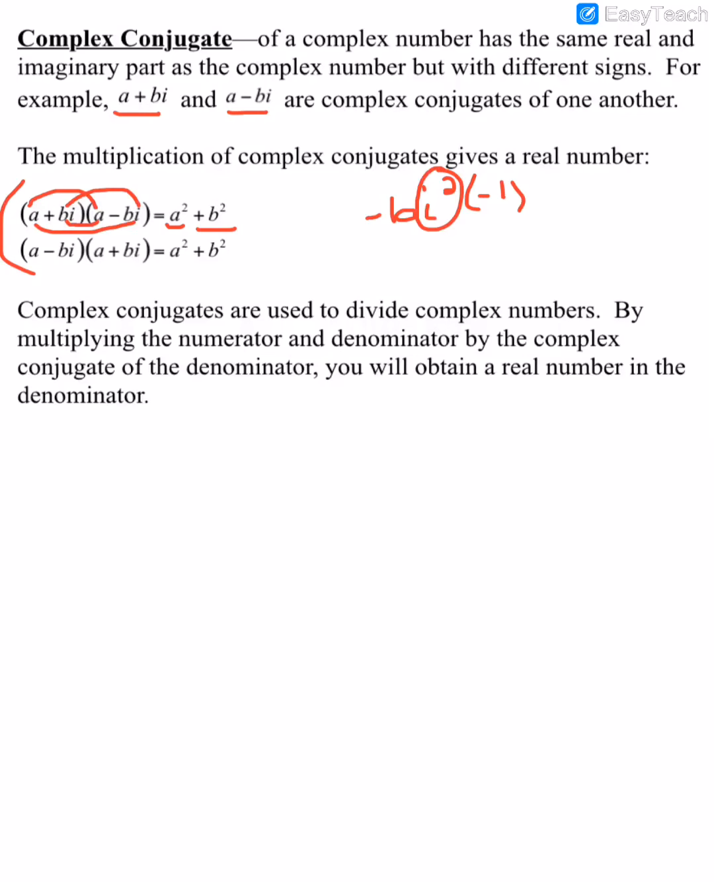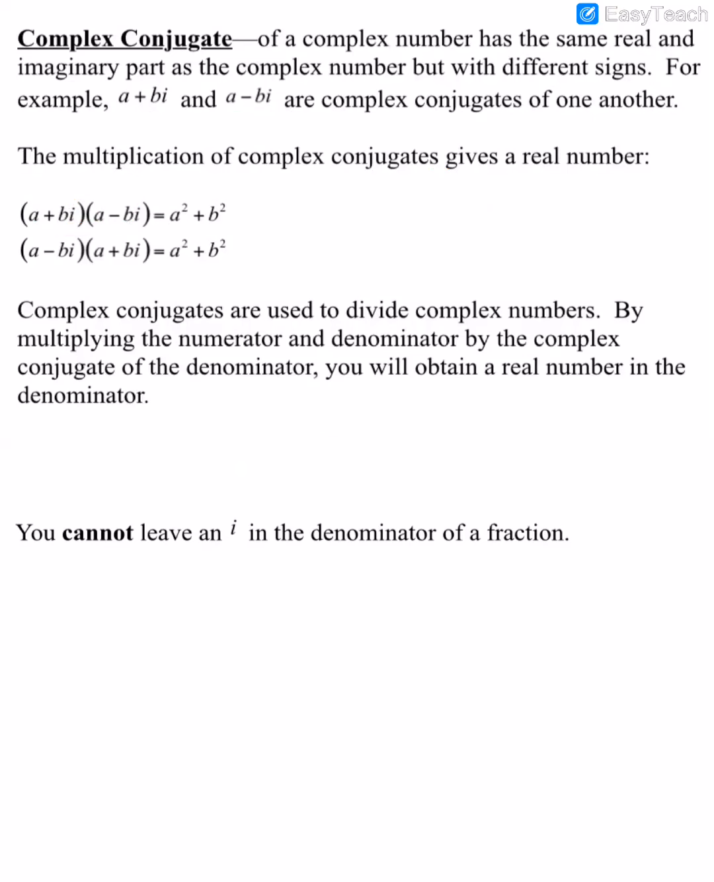Now, we would want to do that when we're dealing with fractions, because if you'll remember, we can't have a radical in the denominator of a fraction. And remember, we defined i to be the square root of negative 1, which is a radical. So if we have an i in the denominator of a fraction, we can't leave it like that because that's a radical, and we can't have radicals in the denominators of fractions. So we cannot leave i in the denominator of a fraction.